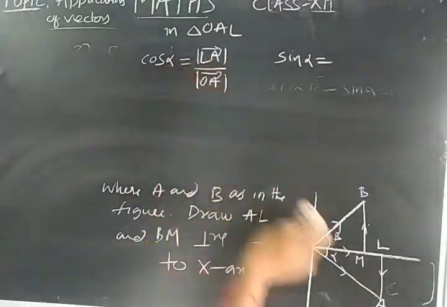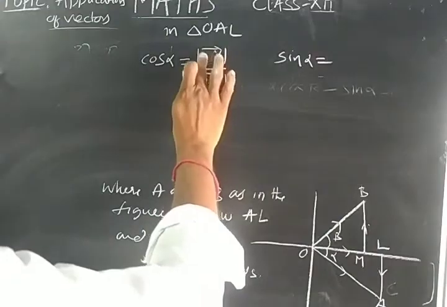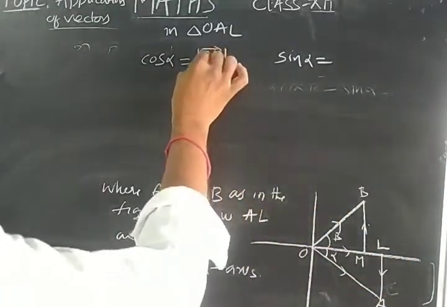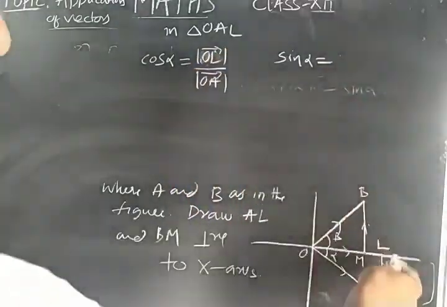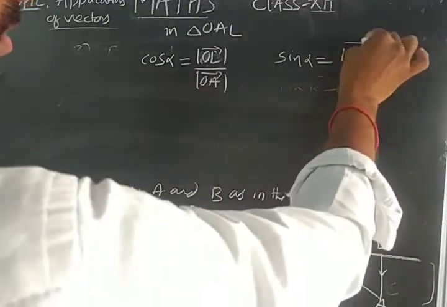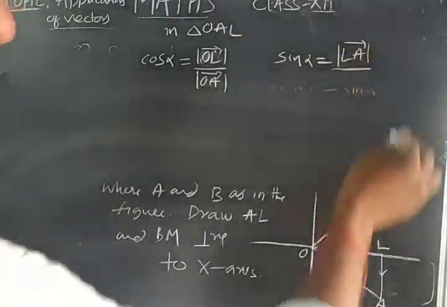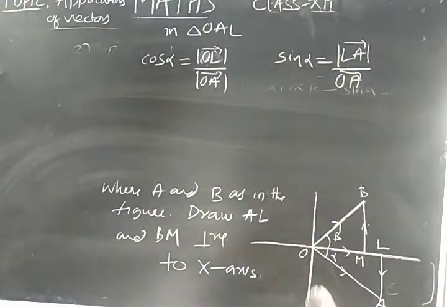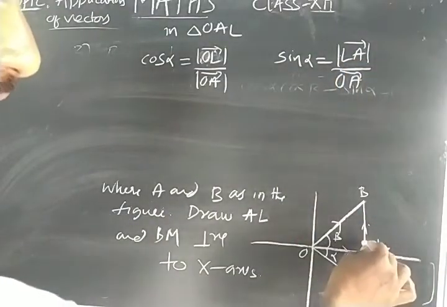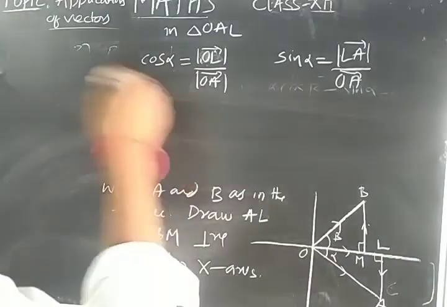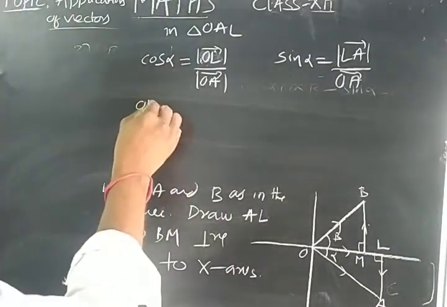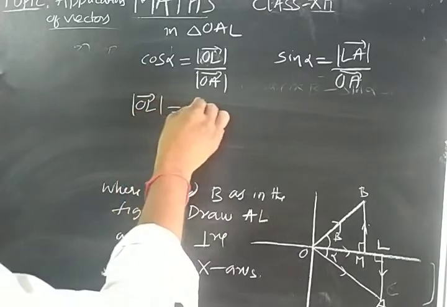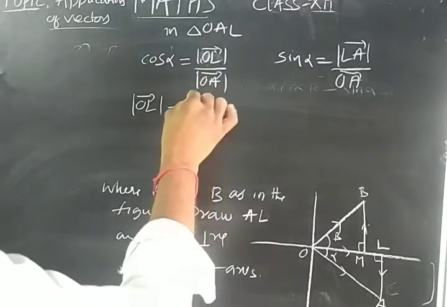Sorry, here cos alpha is adjacent, no? Cos alpha is adjacent, OL. Sin alpha is opposite, so LA. We should take length, so modulus of LA by hypotenuse OA. Why? Because this is perpendicular. Okay. From this we will get OL. OL length is equal to OA length into cos alpha.